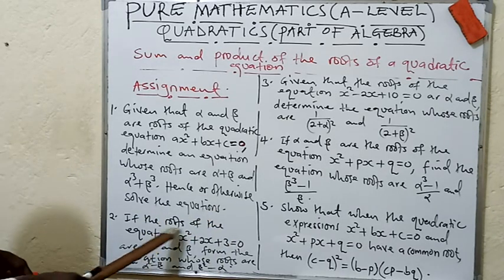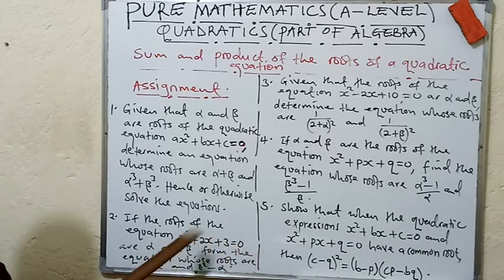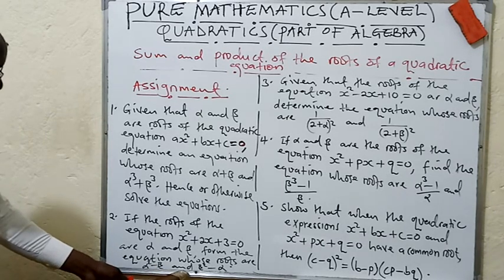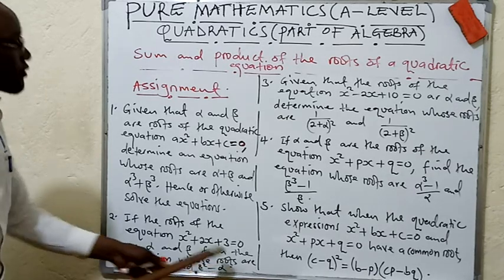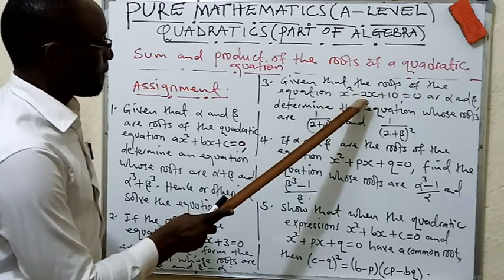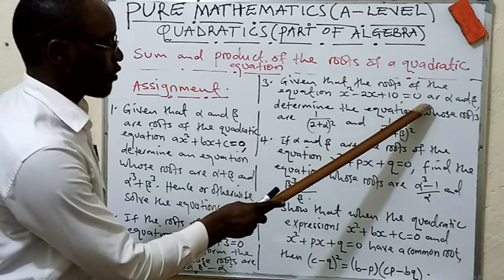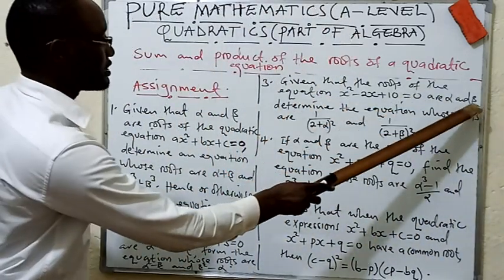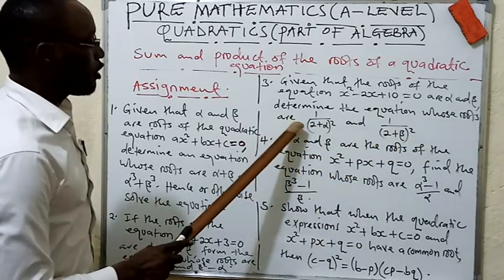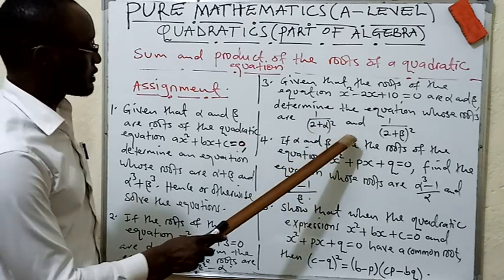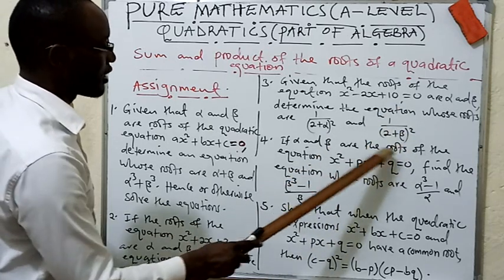Okay. Number 2. If the roots of the equation x squared plus 2x plus 3 is equal to 0 are alpha and beta, form the equation whose roots are alpha squared minus beta and beta squared minus alpha. Okay. Number 3. Given that the roots of the equation x squared minus 2x plus 10 is equal to 0 are alpha and beta, determine the equation whose roots are 1 over, open brackets, 2 plus alpha, close brackets, squared, and 1 over 2 plus beta, in brackets, then squared.